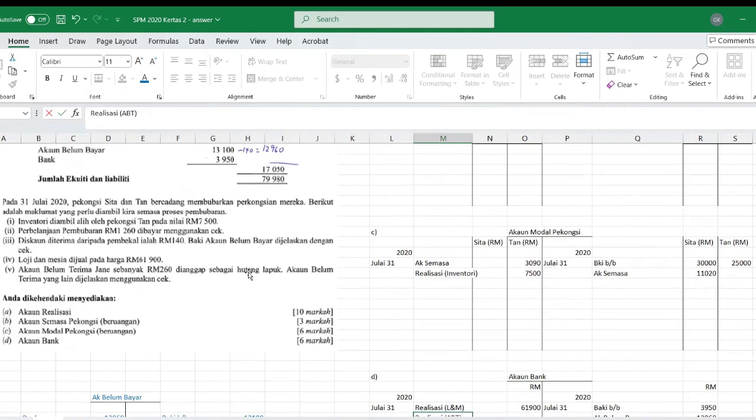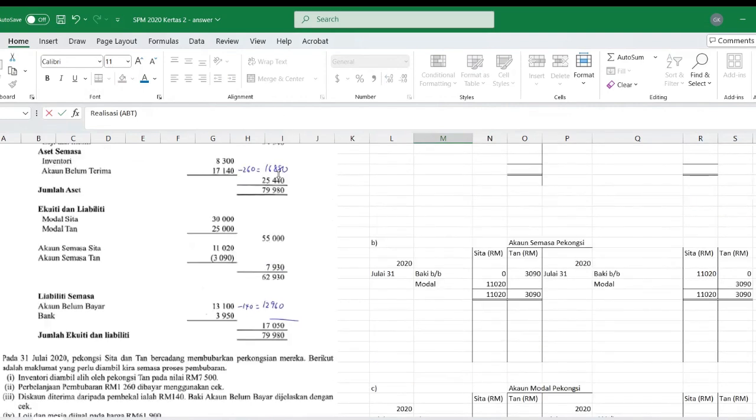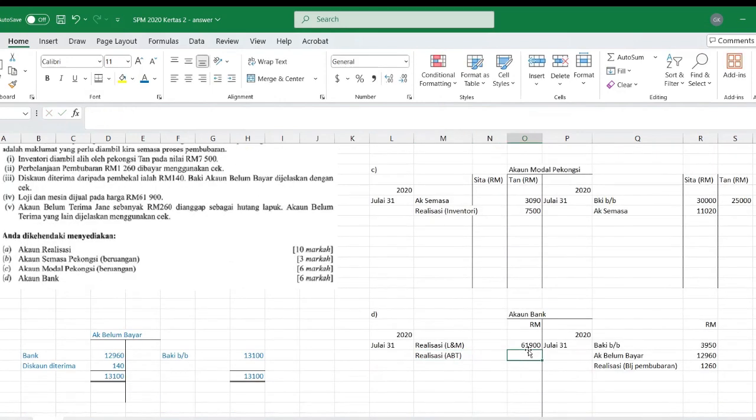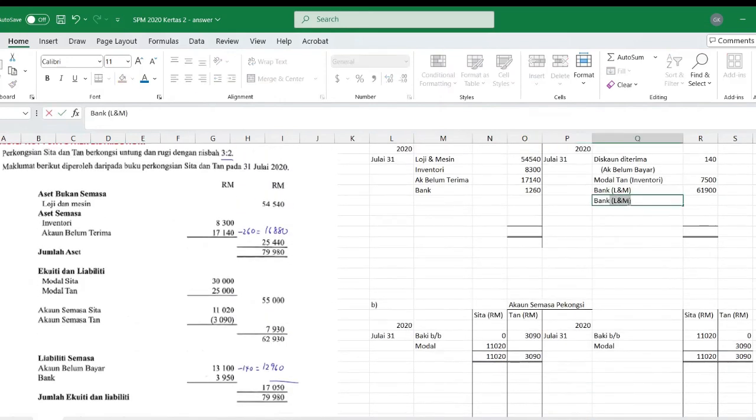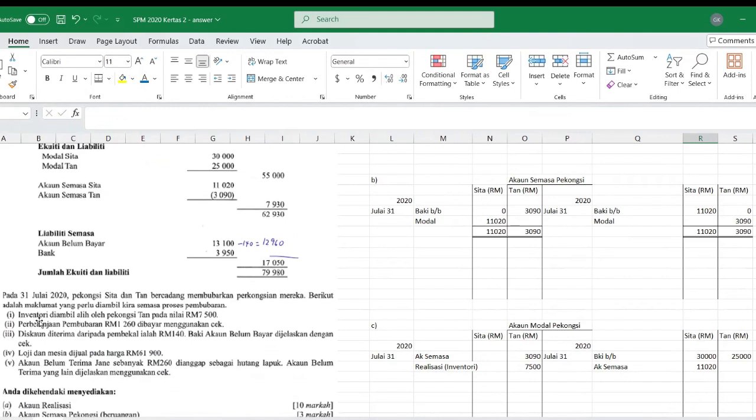So the amount received will be only 16,880 because there is bad debts hutang lapor. So debit 16,880. Okay, so credit account realisasi, retail bank, this is for the account belum terima. So in the exam, you have to spell out in full. Do not write this short form. 16,880. Okay. So more or less, we have settled all these transactions.